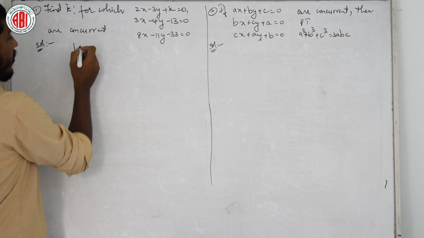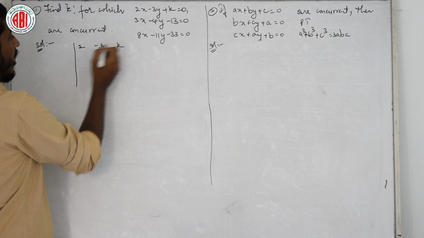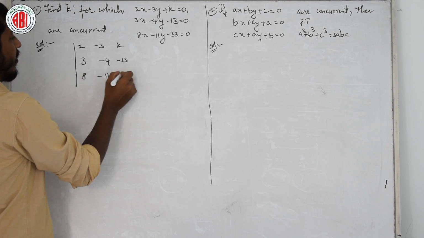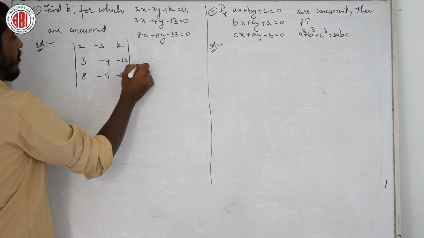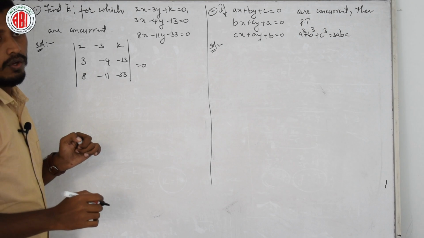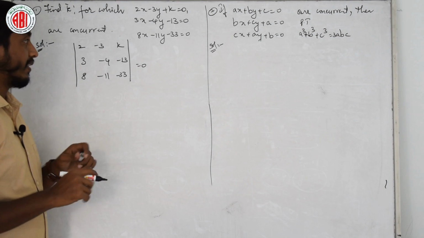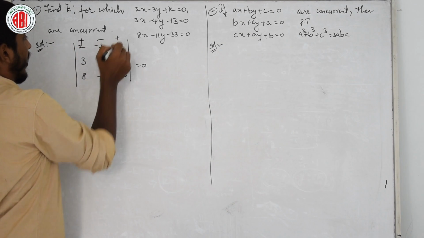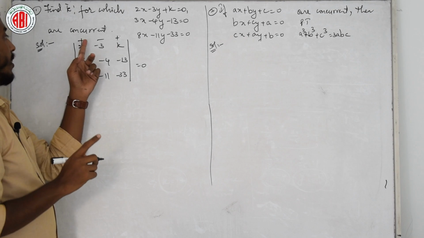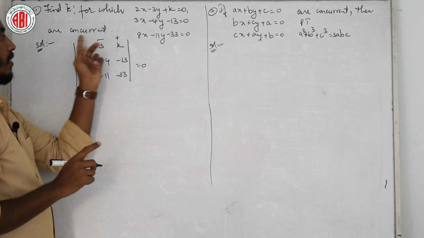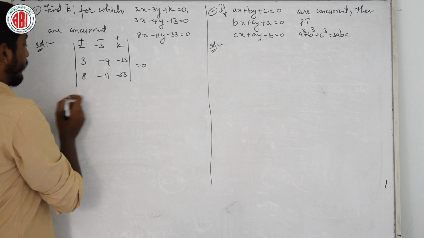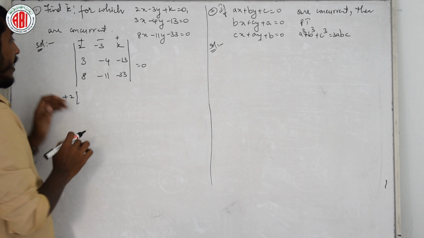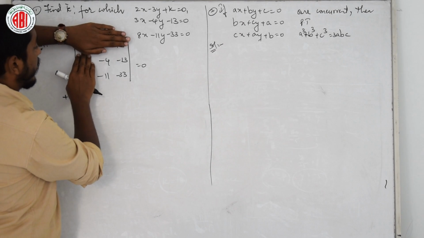The determinant of 2, minus 3, k; 3, minus 4, minus 13; 8, minus 11, minus 33 is equal to 0. Hope you all know how to solve a 3 by 3 determinant of a matrix. If not, let us check it again. The first step is to place the signs plus, minus, plus on top of the first row, then take the first term, that is plus 2, and close its first row and first column.